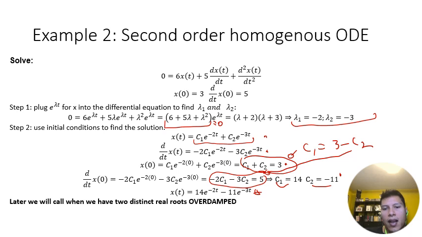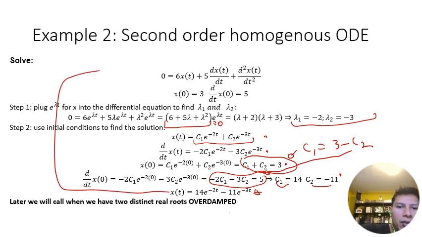You can plug this back into your equation to show that indeed it satisfies it, and the initial conditions are also satisfied. So x of 0 would be 14 minus 11, which gives us 3. And the derivative at 0 is also going to give us 5. And when we plug this into our equation, since we used the solutions to the characteristic equation, it will give us 0.